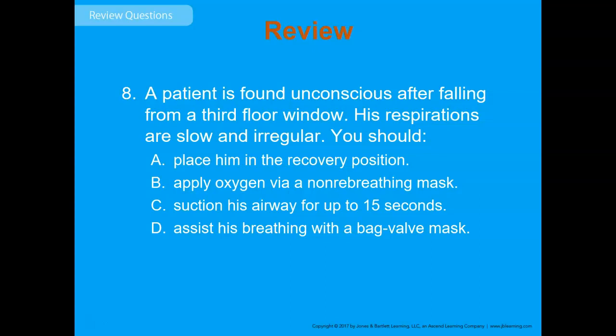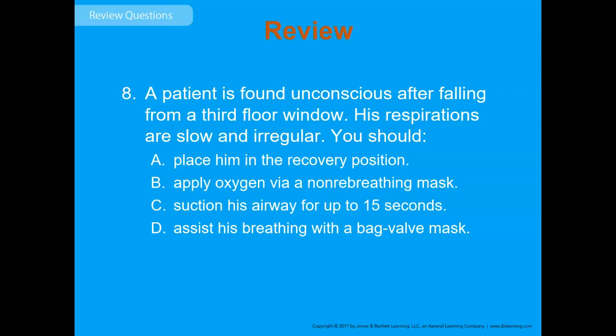So first thing we want to, should we place him in the recovery position? I don't know about that. It doesn't seem like maybe a great idea, placing him in the recovery position. Doesn't say anything about vomiting, and he fell out a 3rd floor window. Apply O2 via a non-rebreathing mask. I don't know about that either. Suction his airway for up to 15 seconds. We don't see a reason, right? I mean, we're not seeing a reason here to suction his airway.